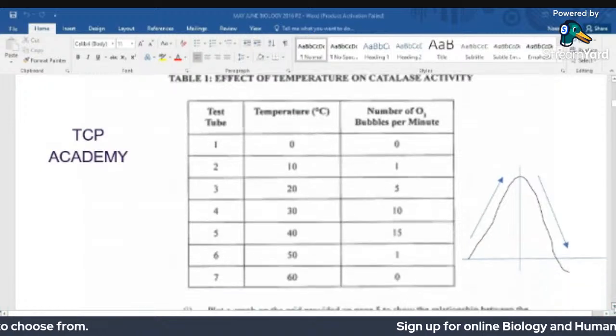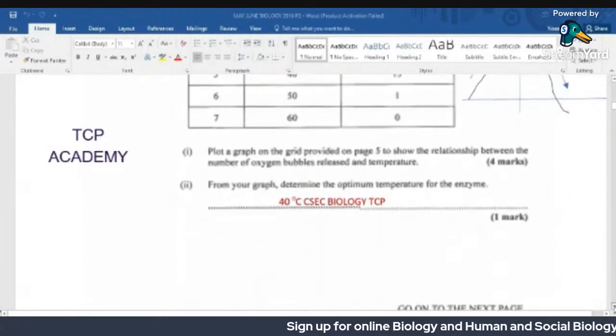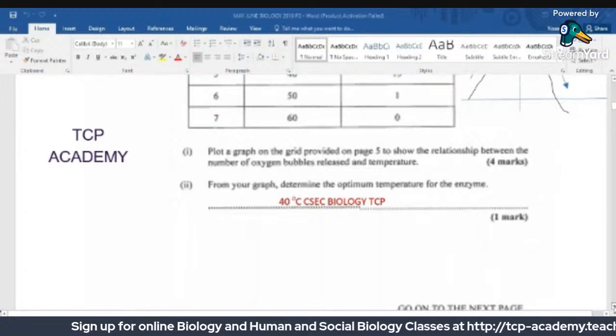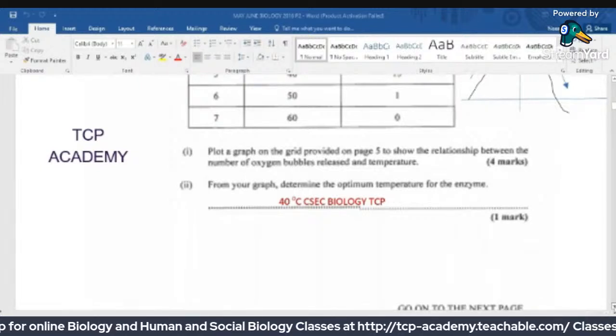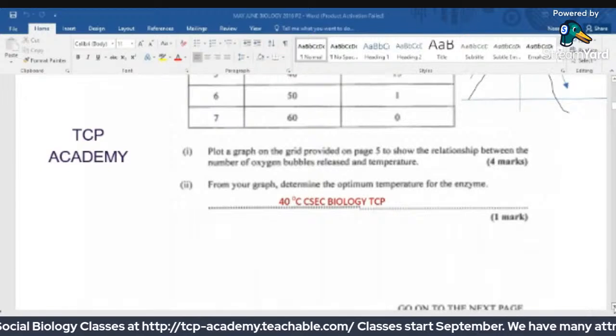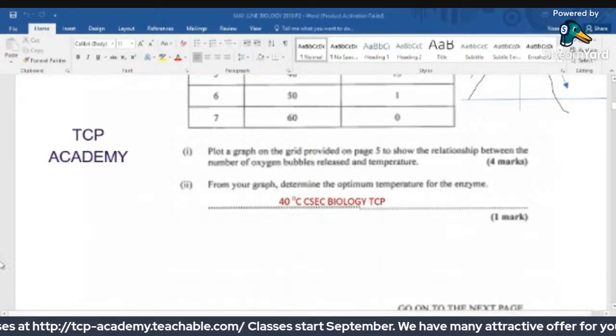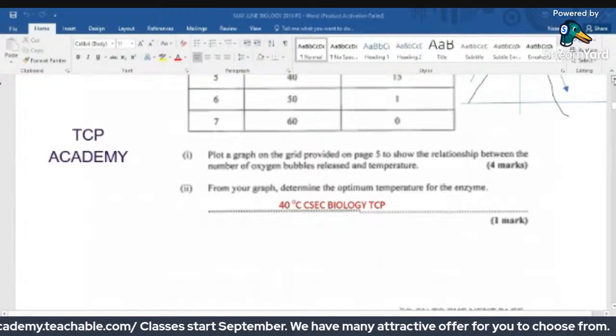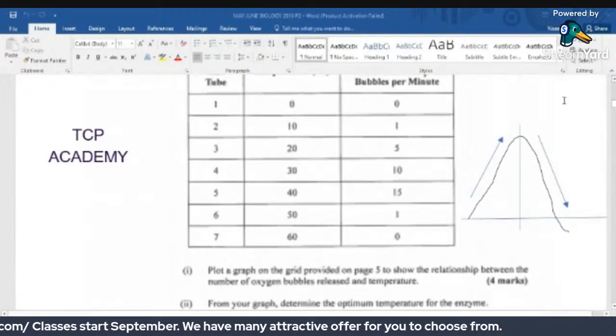That's the first thing that we need to know. And for that, you would have gotten 4 marks. But here we're supposed to get this information from the graph. We're supposed to determine the optimum temperature for the enzyme. Now, the optimum temperature is, of course, going to be the point at which the enzyme works and is efficient. That would have been right here at the top.